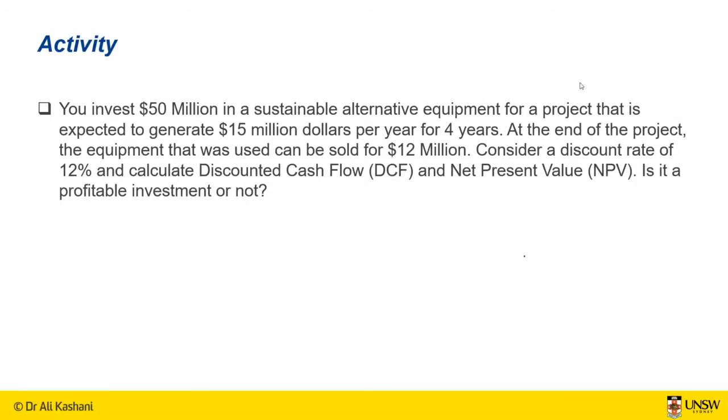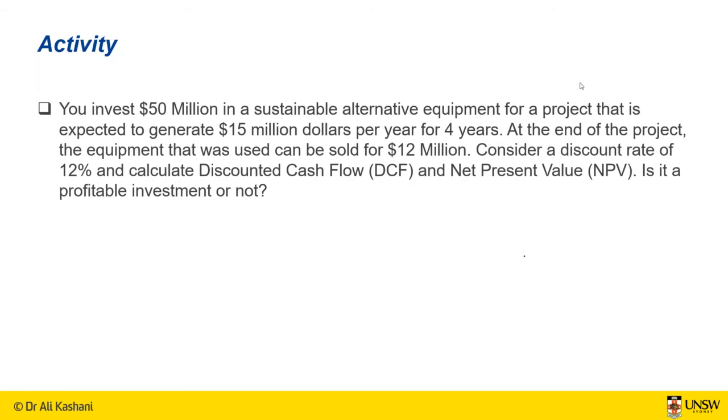So in year 4, on top of the annual cash flow that you're receiving, when the project finishes, you sell the equipment and you get $12 million. So you bought it 5 years ago for $50 million, and now you can resell it for $12 million. And for this particular project, we have a discount rate of 12%. Let's assume that you did all the calculation and compared with the current market discount rate, and you realize that 12% is going to be good for this project.